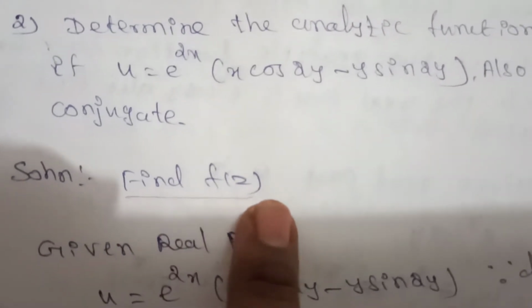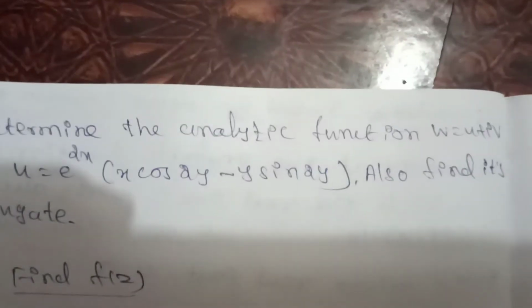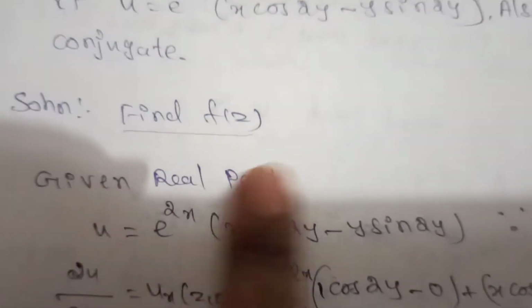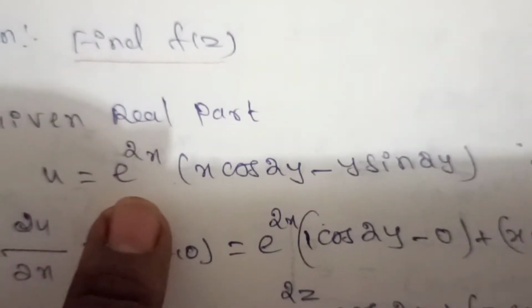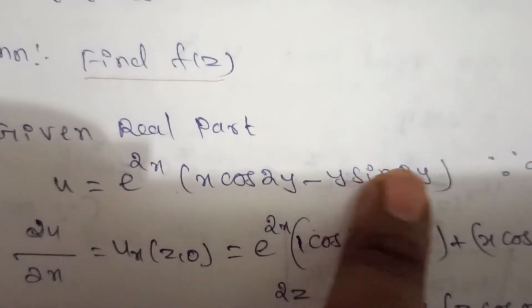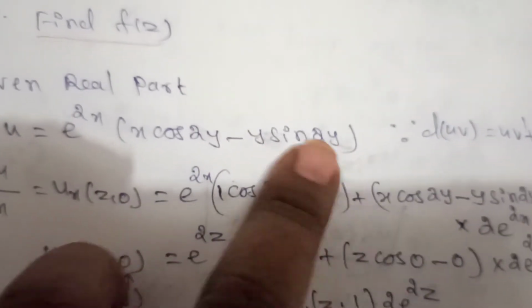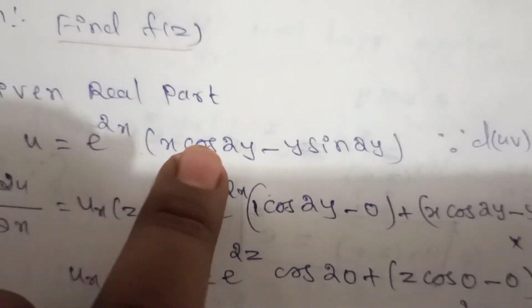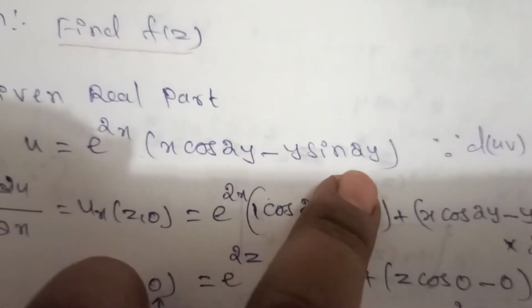Find f of z. First you take the given condition. Actually in this problem, the real part is given, or is the imaginary part given? In this problem u is the real part, so the real part is given. So we take the u value. Given real part u is equal to e power of 2x into (x cos 2y minus y sin 2y). Actually this has two functions here. E power of 2x is one function and x cos 2y minus y sin 2y is another function. Okay, there are two functions.